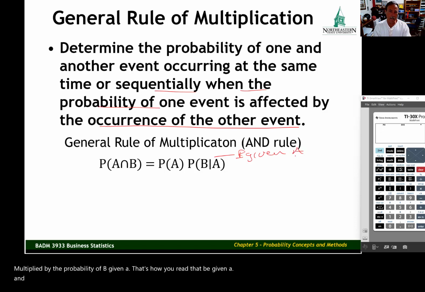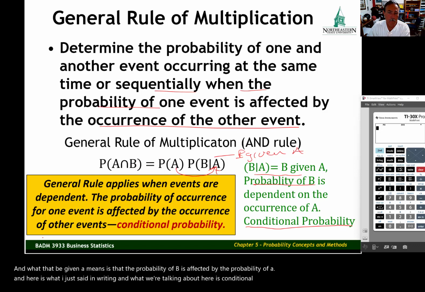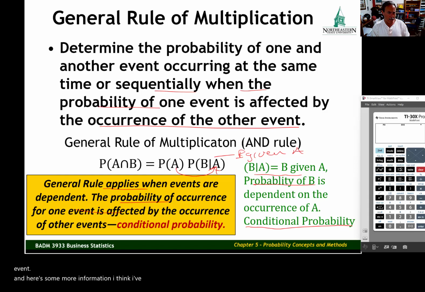And what that B given A means is that the probability of B is affected by the probability of A. And here's what I just said in writing. And what we're talking about here is conditional probability, which we've talked about before, where the probability of an event is conditional upon the occurrence of another event. And here's some more information. I think I've covered all of that.